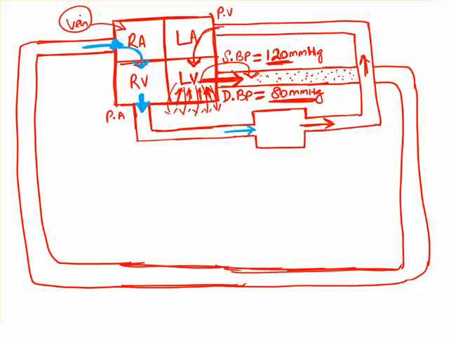Okay, now the blood is traveling, right? When the blood travels from the aorta to the large arteries, then to the medium sized arteries, do you think the pressure will be maintained the same or will it go down? The pressure will go down, okay? So when they reach the small arteries, the pressure will be less.